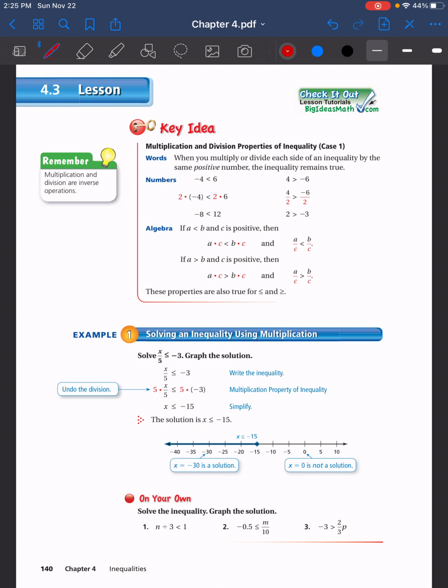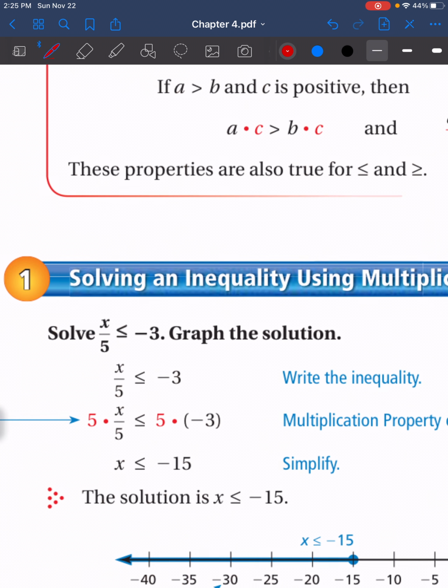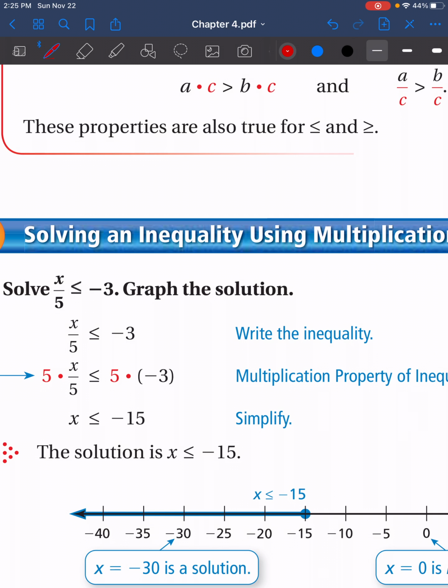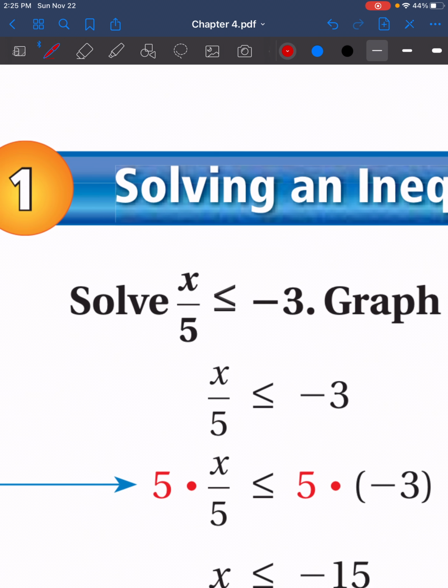Now, just like a normal equation, look at number 1. Let's just pretend this was x divided by 5 equals -3. If I wanted you to solve for x, you would do the opposite of what's happening to it. It is being divided by 5, so the opposite would be to multiply by 5, okay? And then you would get x equals -15. There's nothing different except you have an inequality symbol. So I'd multiply each side by 5, which is what they did.